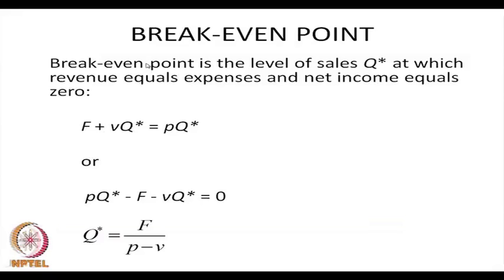So, we are interested to find out the value of Q star, the break-even sales or production. If this is so, then P Q star minus F minus V Q star is equal to 0, and therefore, Q star is equal to F divided by P minus V. So, the break-even production or break-even sales, because we are assuming production as equal to sales with no inventory build up. Therefore, Q star is equal to F divided by P minus V.